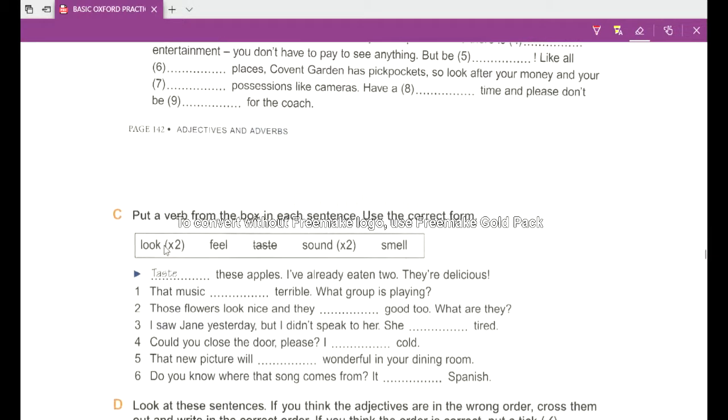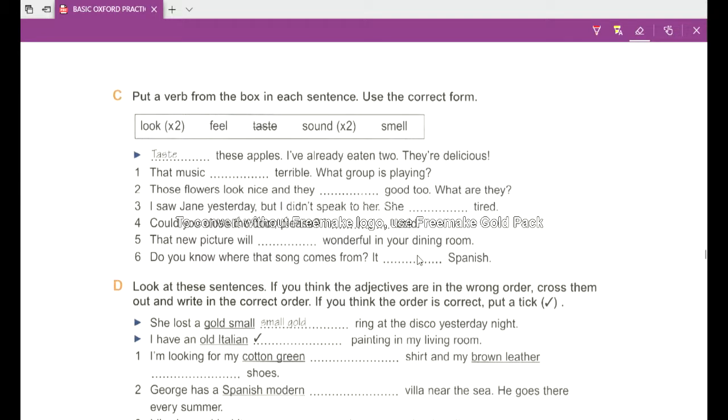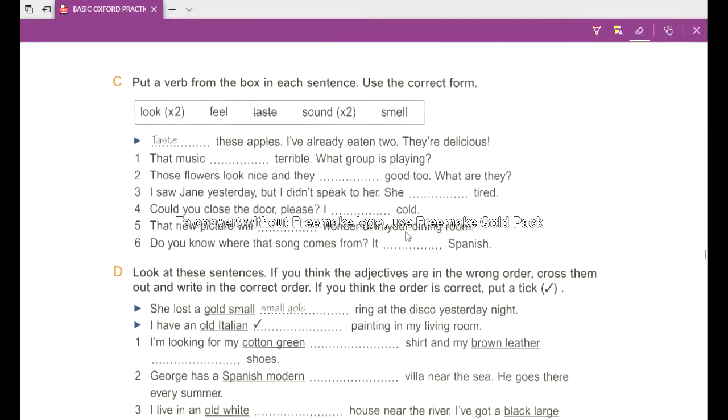C. Put a verb from the box in each sentence. Use the correct form. You have look twice, feel, sound twice, and smell. Okay, like here. You have here taste, so we take taste, but we have look twice, sound twice, and smell. And you fill the gaps. Okay, we have the gaps here, and you have to fill. Is it clear? Any question about this? I believe it's okay. I will confirm when I start correcting your books.